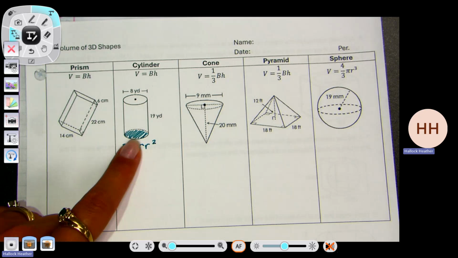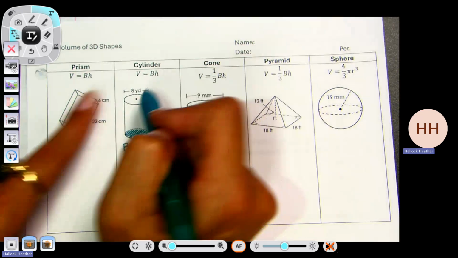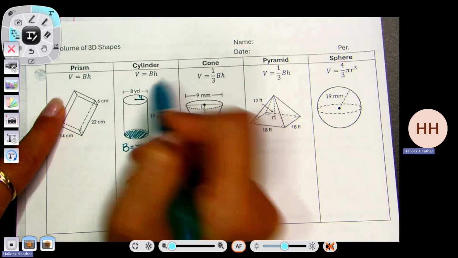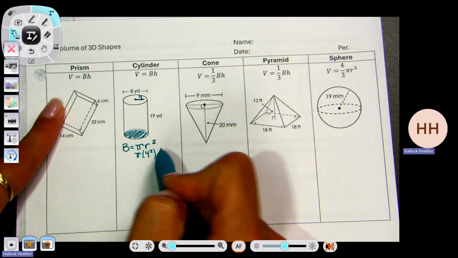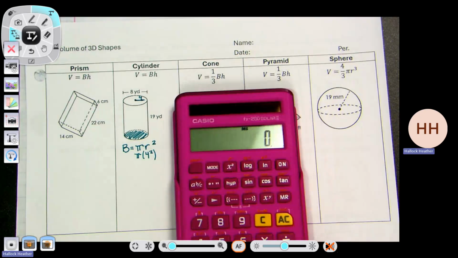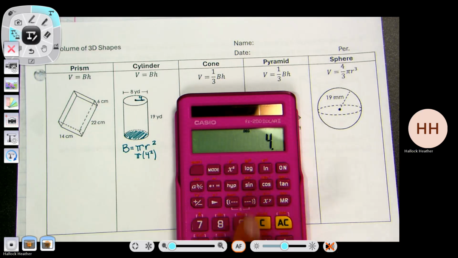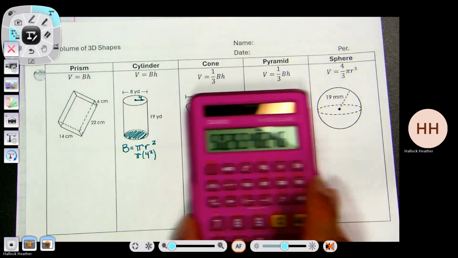Now there are no numbers on my base, but they're right at the top. So my radius is not 8, it's 4, because if the whole thing is 8, remember radius is half of it from middle school. So we're going to do pi times 4 squared. Take a second in your calculator. Remember, we have to do exponents first. So we're going to do 4 to the power of 2, which is 16, times pi, press equals.